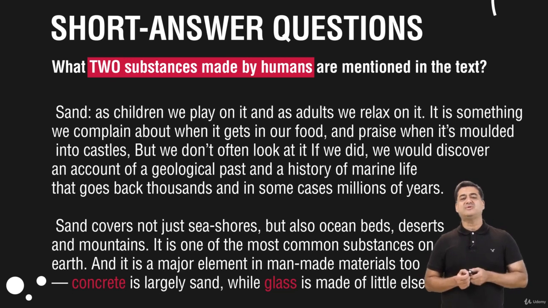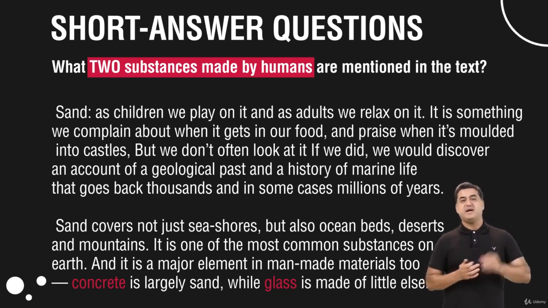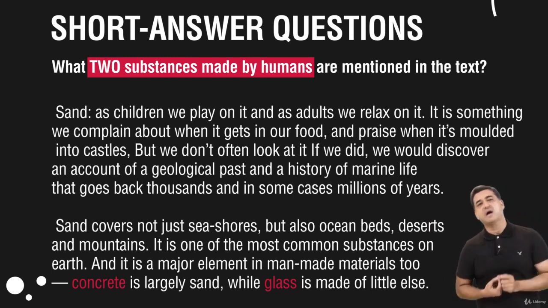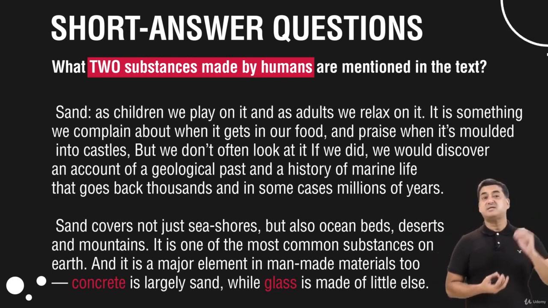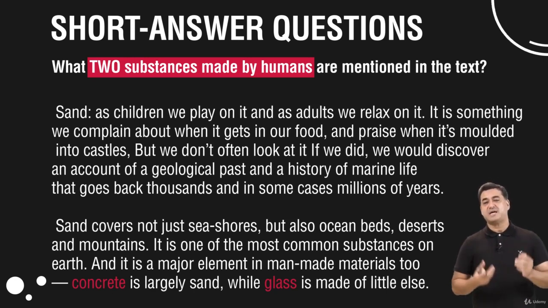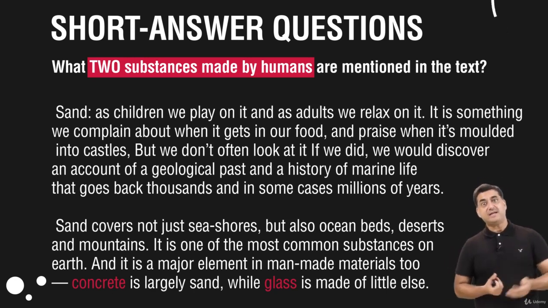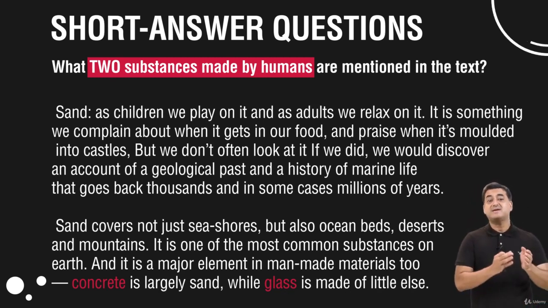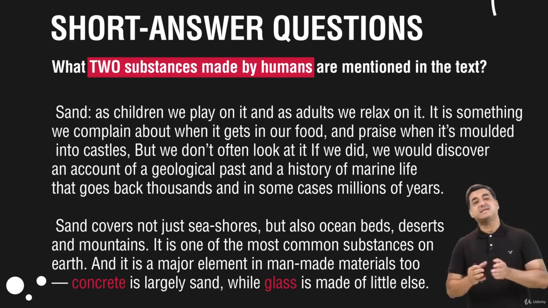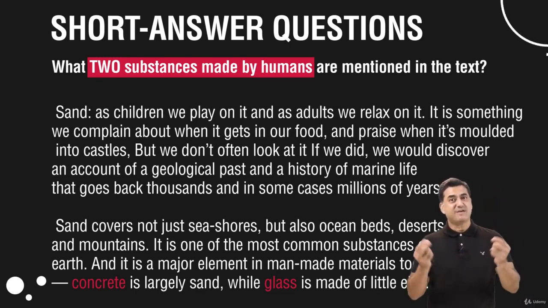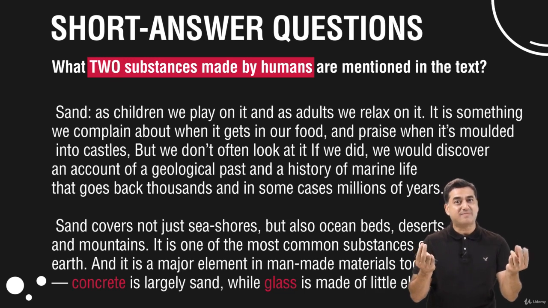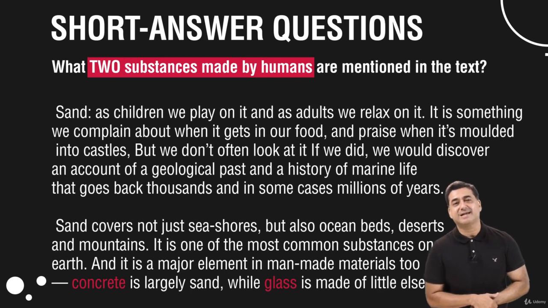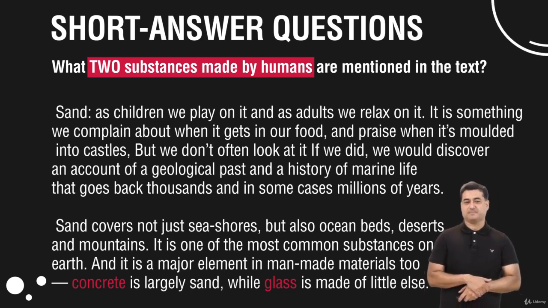Now all you need to do is read word by word. It is one of the most common substances on earth, and it is a major element in man-made materials too. And then concrete is largely sand, and glass is made of little else. So they have talked about two man-made materials. What are they? They are concrete and glass that are mentioned in the text.